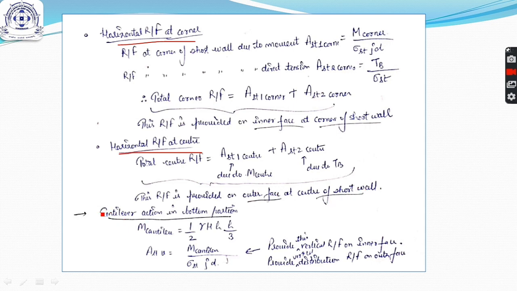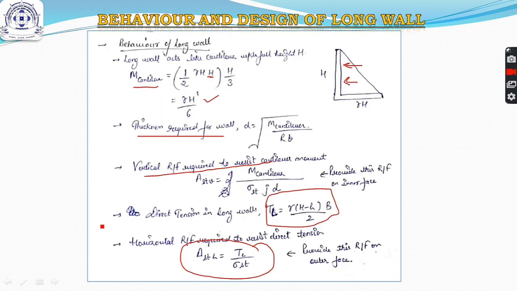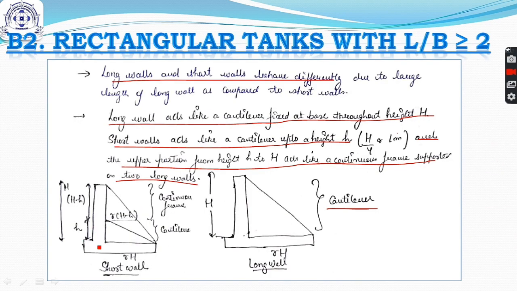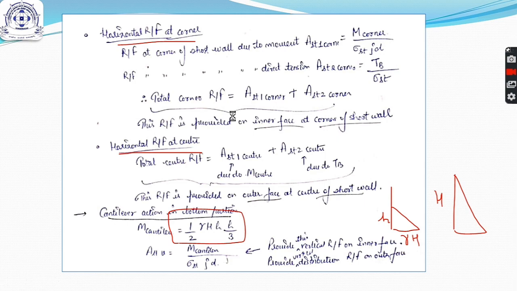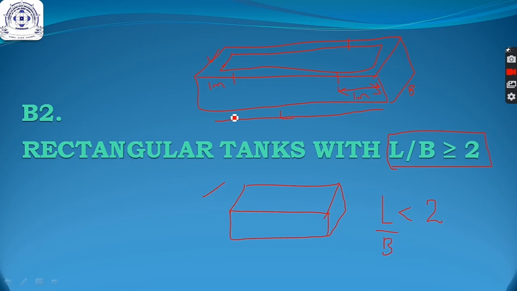And another thing, in the short wall, cantilever action is acting up to a small height of small h in the bottom portion, so we calculate the vertical reinforcement due to this particular cantilever moment. Here it will be small h because the cantilever action is only up to small h height, and in the long walls in this particular case the cantilever action was up to full height. So note these minute differences. So this is all about rectangular tanks with L by B greater than 2.